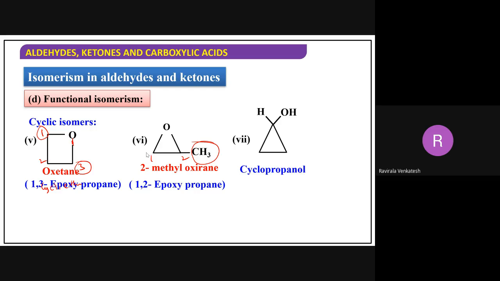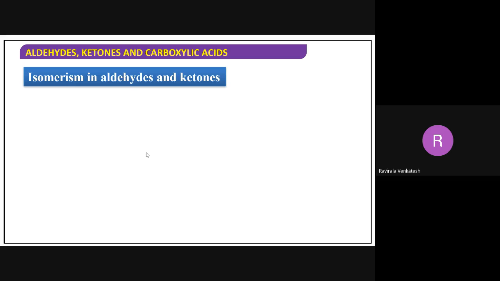This is not in the syllabus. You don't have it in the syllabus. Just read that only aldehydes and ketones are having functional isomers. The remaining are not in the syllabus, so leave them. Only aldehydes and ketones are functional isomers.